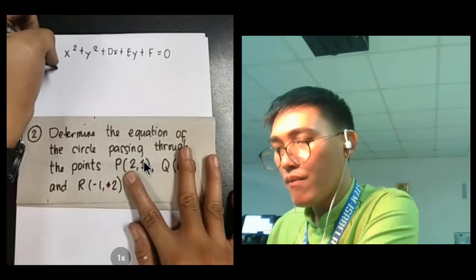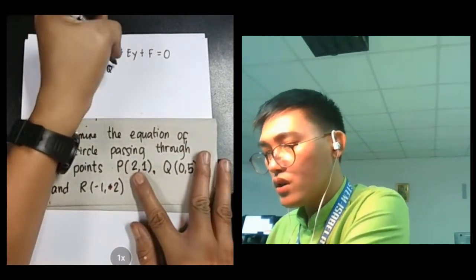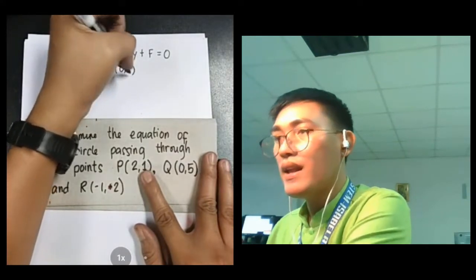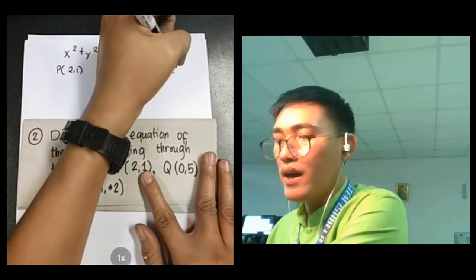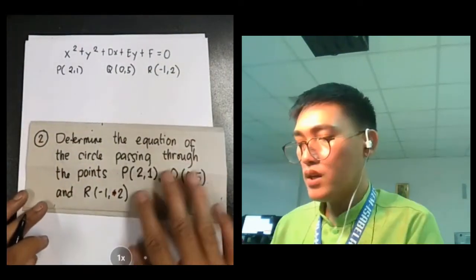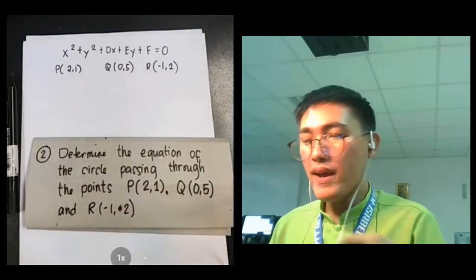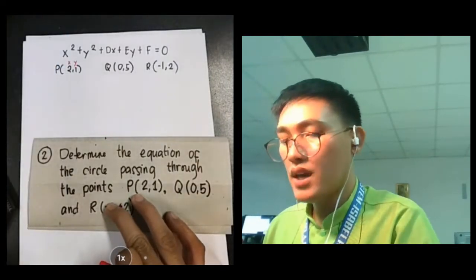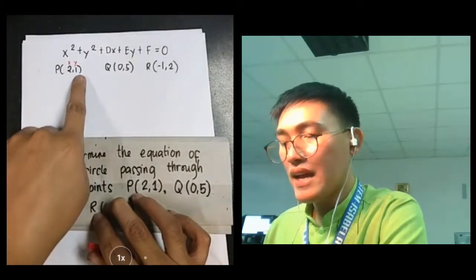Let us write again the points. We have point P, (2, 1), point Q, (0, 5), and point R, (negative 1, 2). By the way, we will name this first so that you can understand. This is x, this is y. So what we are going to do here is to substitute the values of x and y in the given general form. Let's go.